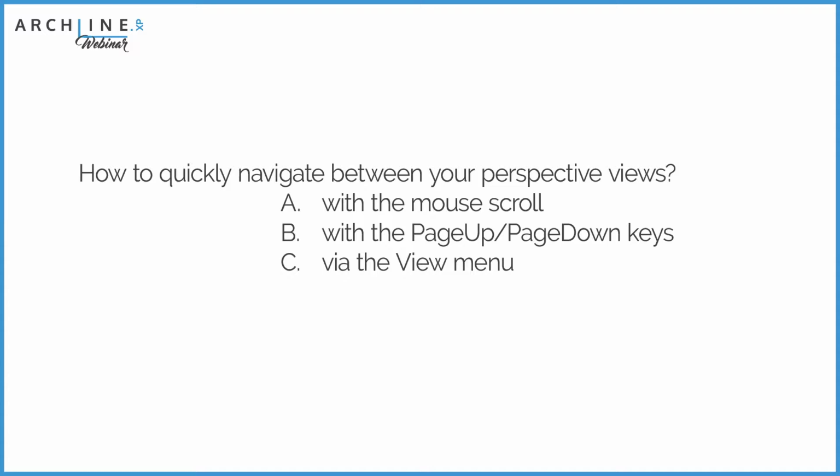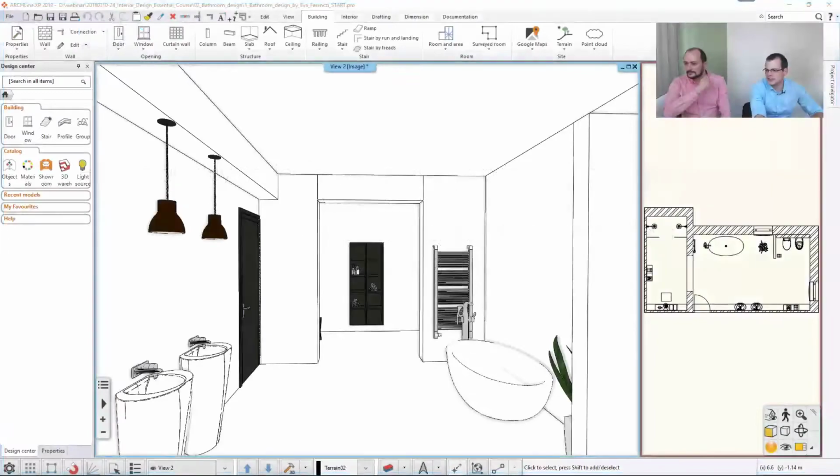First, you can do the jumping between the views via the Page Up and Page Down keys, and you can also access your perspectives via the View menu. There are other places where you can access your perspectives, so just use whichever is more convenient. So let's take a look around.